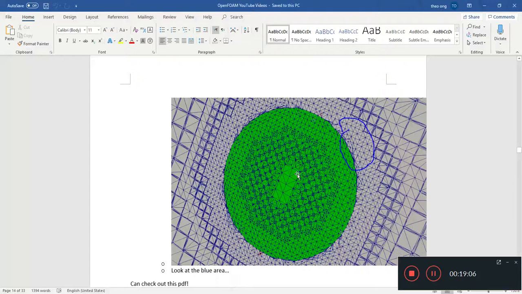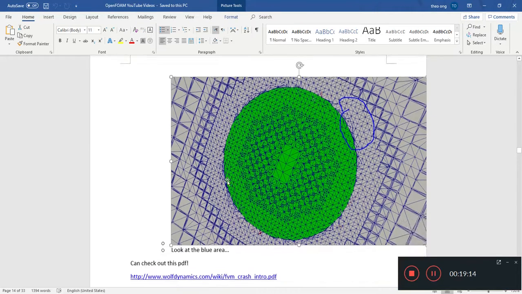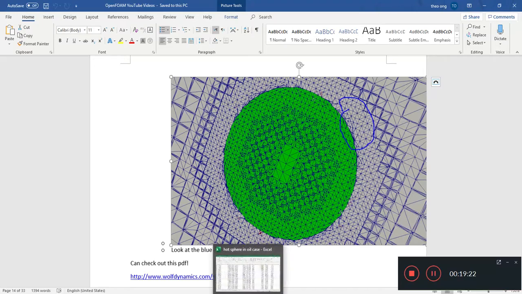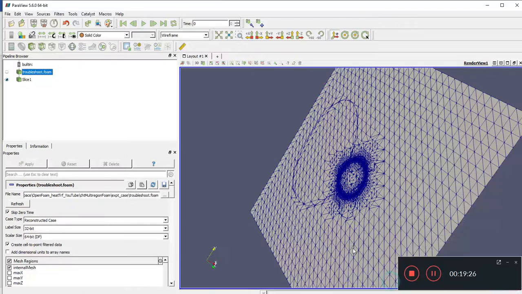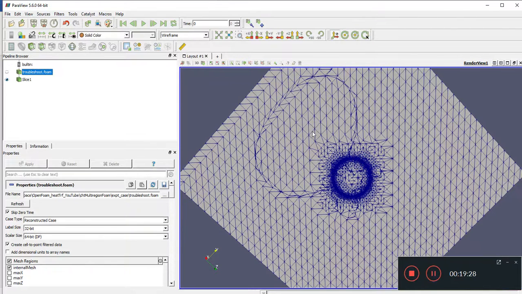Another example is this. Of course, depending on the settings you use for snappyHexMesh, you will generate slightly different meshes, but more or less it will look something like that. So this is what we are coming up with. We have this very weird shape over here, again probably due to some of the quirkiness of the code.